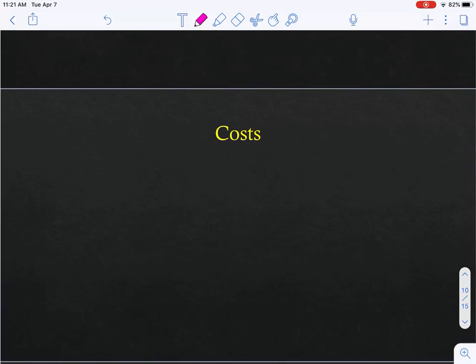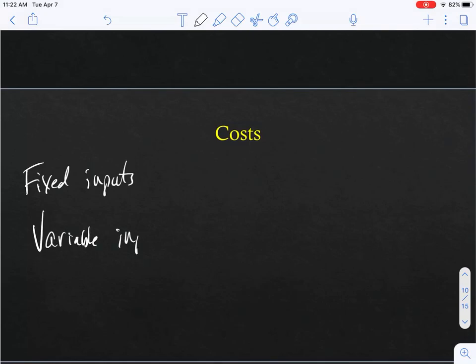Next, I want to talk about costs. So when you produce stuff, there are costs associated with it. And we talked about output being the transformation of inputs. And inputs we divided into two categories: fixed inputs and variable inputs.